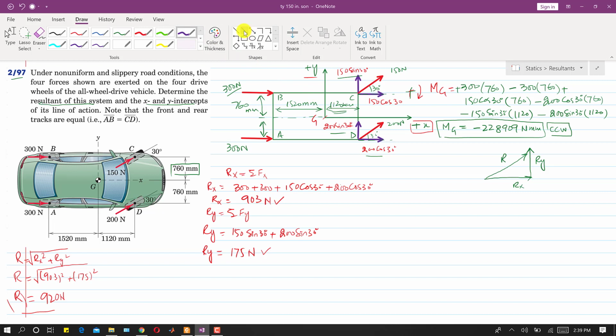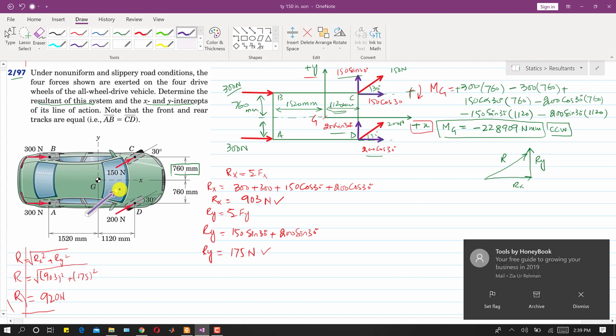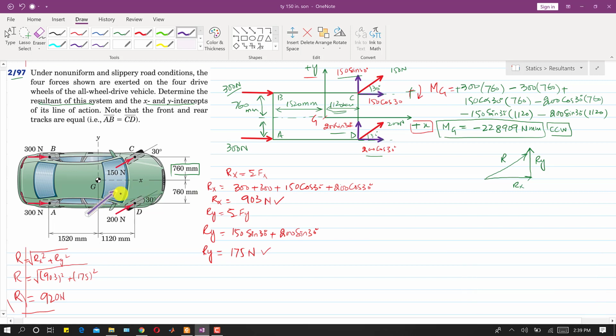So let's suppose I draw that resultant, it will be like this. If this is that resultant, and I place it here, somewhere from point G, then this will be the perpendicular distance of this r from this point G. And at this point it will produce the counterclockwise moment, right?